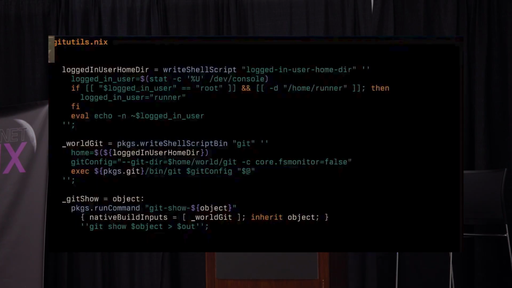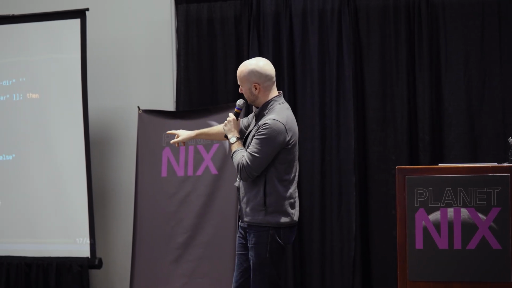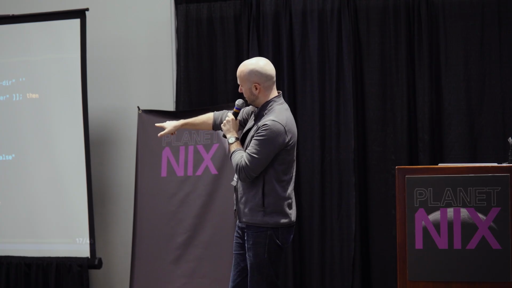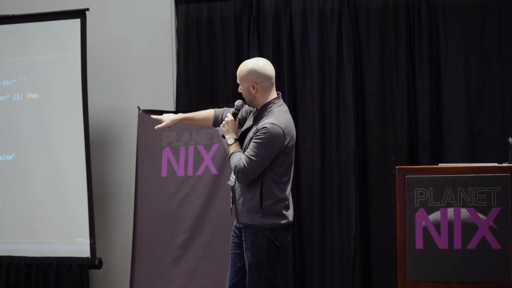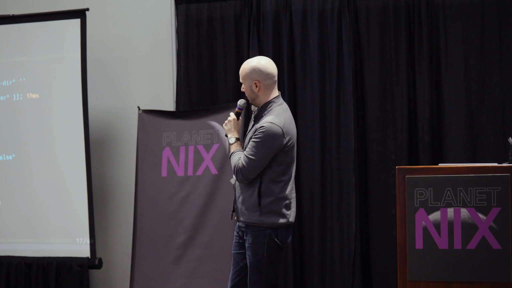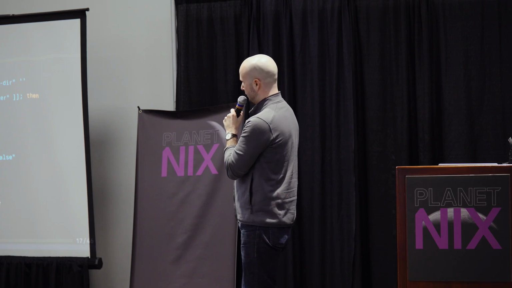This is actually the code that made that work, and I'm going to linger on this for a little while because it's hideous. At the bottom you'll see git show. This was a function that got called indirectly from some other places, and really all it did was git show object to out, right? But you can see the build inputs has world get in the middle. What this is, we're going to specifically call git with a git config that passes a git directory of the prescribed clone location of world, our repo.